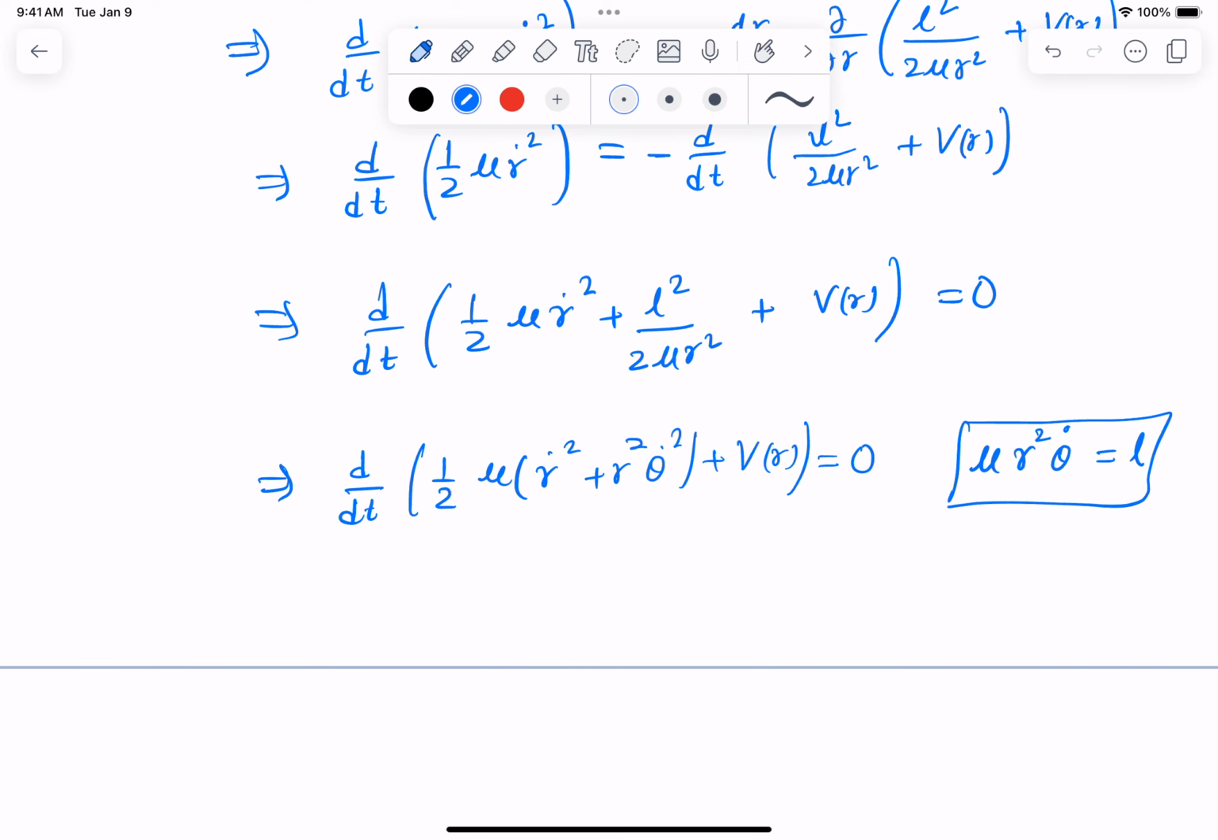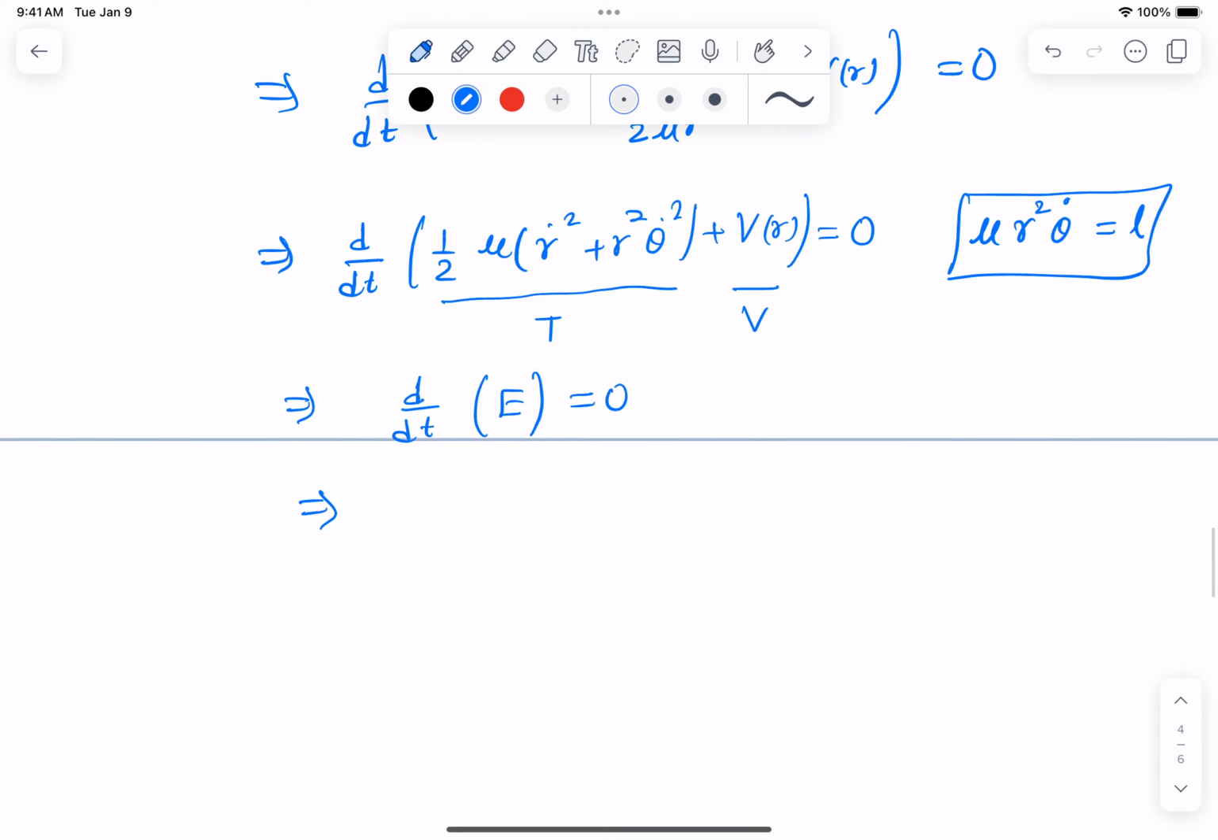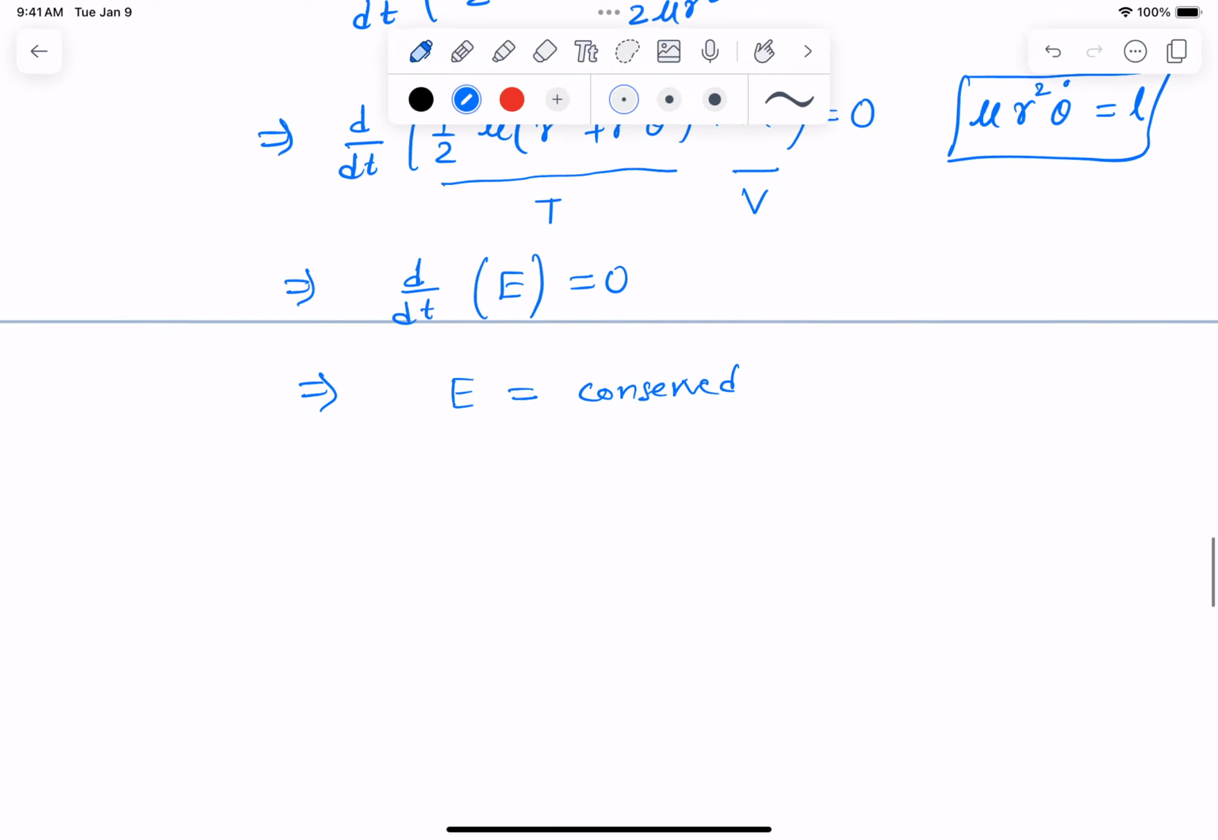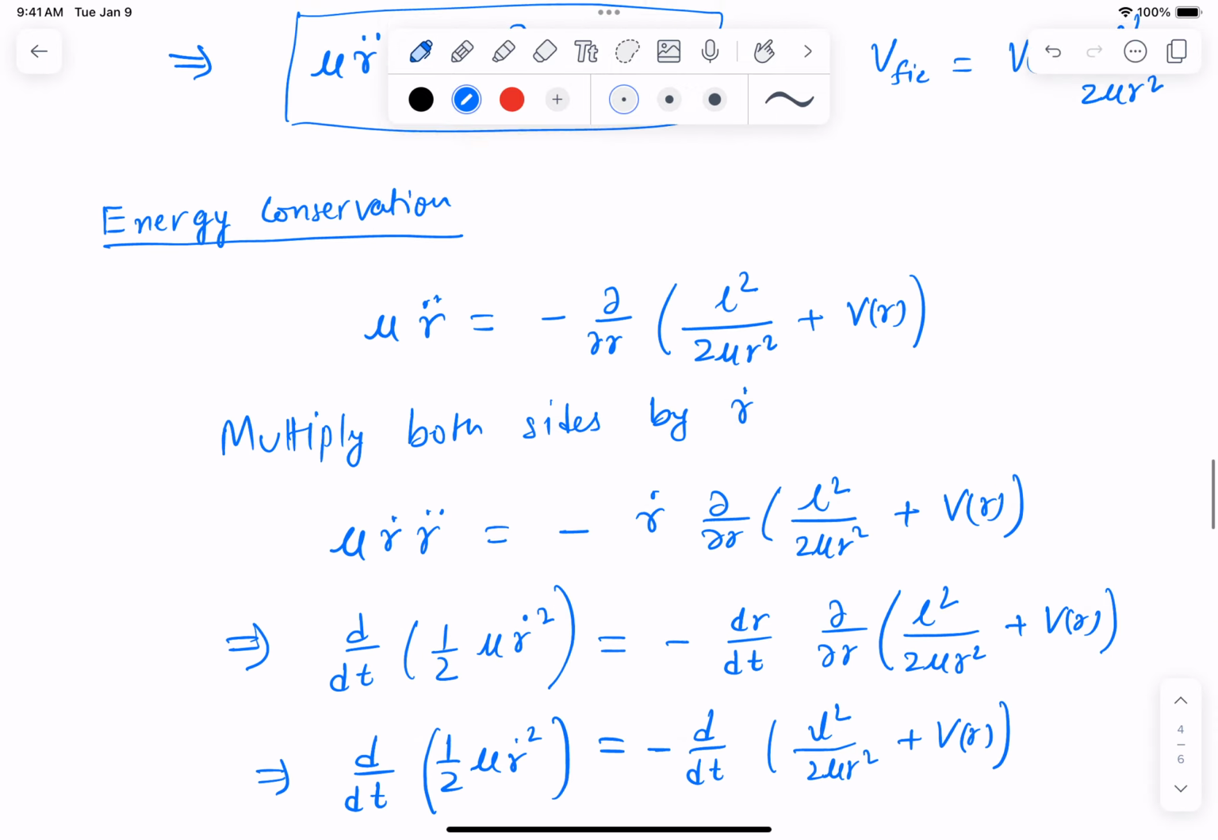And this is nothing else but the kinetic energy. This part is the kinetic energy. This part, of course, is the potential energy. So you have d by dt of kinetic energy plus potential energy, which is the total energy, equal to 0, or energy is conserved. Okay, so you can show, of course, that the energy of this whole system is conserved.